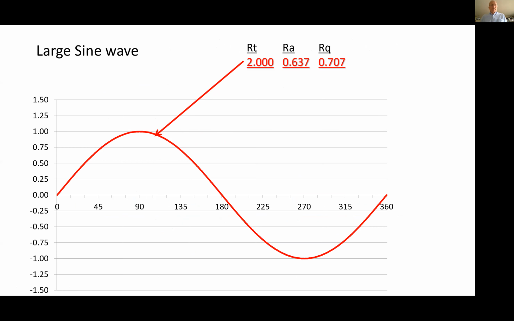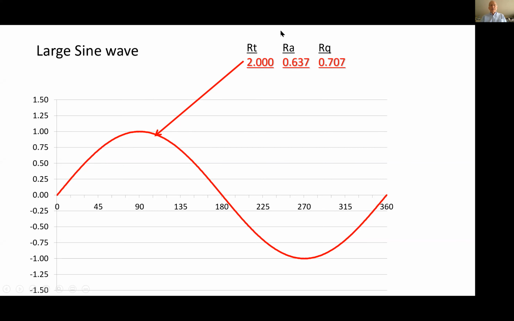So let's take a look at a very simple exercise you could do in Excel. We'll just take a look at a sine wave, and we can calculate the different parameters for that. So the RQ comes out to be 1 over the square root of 2, which if you're good at math, you could predict. RT is very simple, peak to valley, and for RA, you just take a whole bunch of these heights and sum them up. All right, so let's consider that.